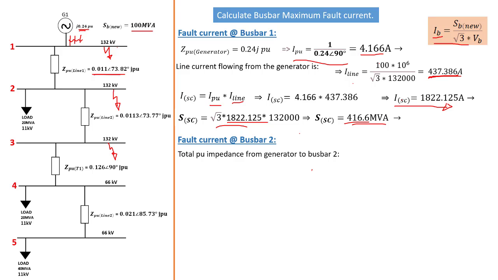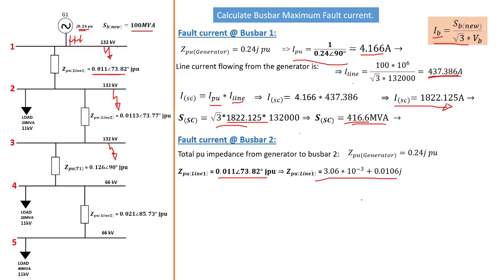The total per unit impedance from generator 1 to busbar 2 will be: Z per unit of the generator is 0.24. Z per unit of the line is equal to 0.011 with an angle of 73.82 degrees, j per unit. This is in polar form. We convert it to the rectangular form. That way it will be much easier to add it with this one. We may also convert this to polar form and then add it together with the polar form impedance of the line there.